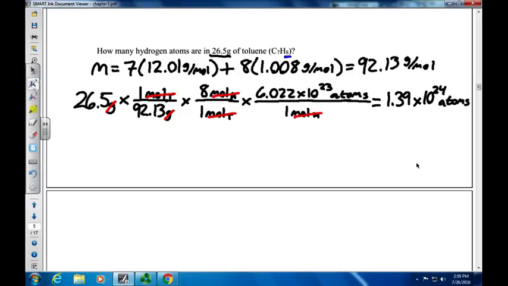And that's it. And it has 3 significant figures, which matches the 3 significant figures in the given value. You could make the argument that 8 moles of hydrogen or 1 mole of toluene is technically 1 significant figure, but because that's used as a relational, we don't pay attention to it. The big thing to remember is that you're dealing with the given value as only having 3 significant figures.